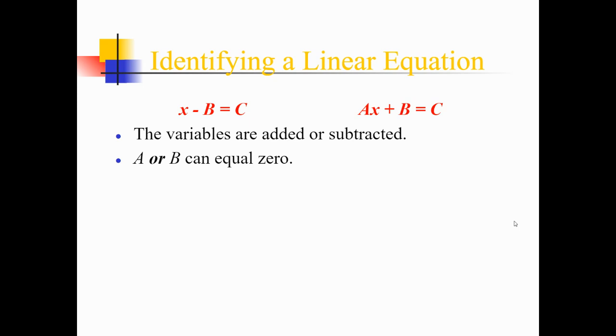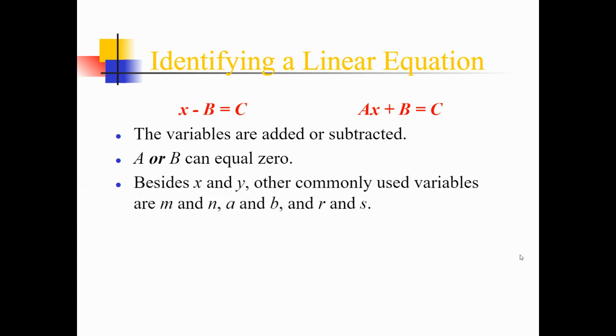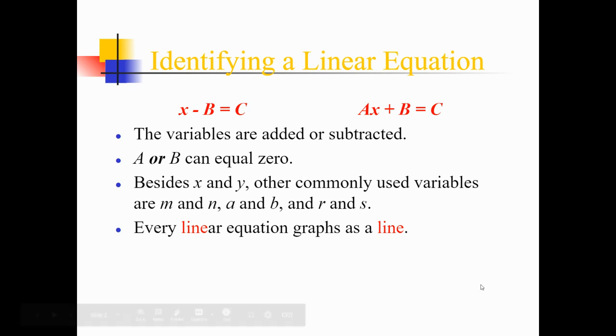A or B can equal 0. In either case, this B can equal 0, this B can equal 0. It doesn't really matter. Besides x and y, other commonly used variables are m, n, a, b, r, and s. These are some of the other variables you might see in equations. Every linear equation graphs as a line. Once we solve these linear equations, we'll be able to graph them on a coordinate plane, just like we were doing with slope and slope-intercept form.